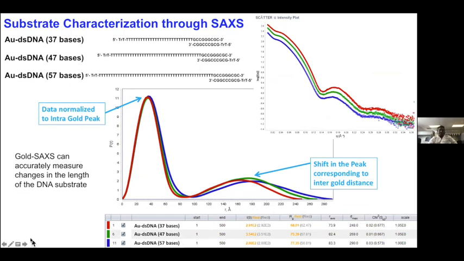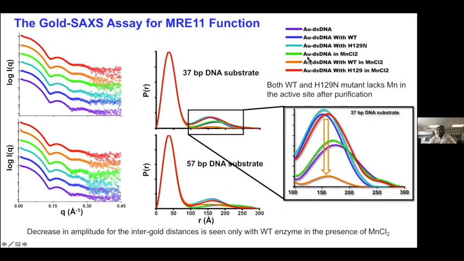So Daniel from SIBYLS made these substrates. And as you can see, when he normalized to the intra-gold peak, these are the substrates with different lengths. You could actually pick out the difference in length in the inter-gold peak of the PDDF. So we actually did the experiment after a lot of optimization and a lot of customized SAXS experiments. This has all been done with high-throughput SAXS.